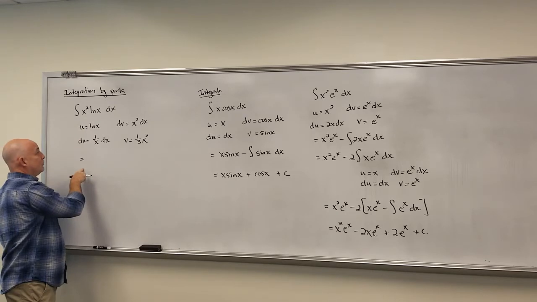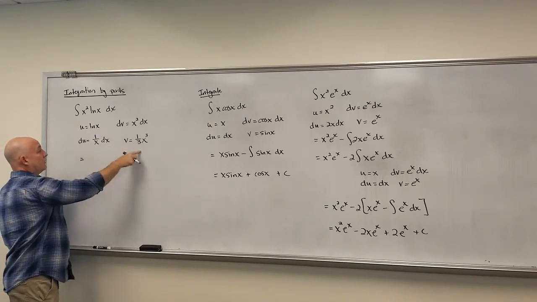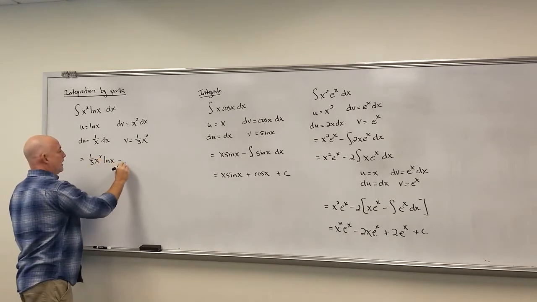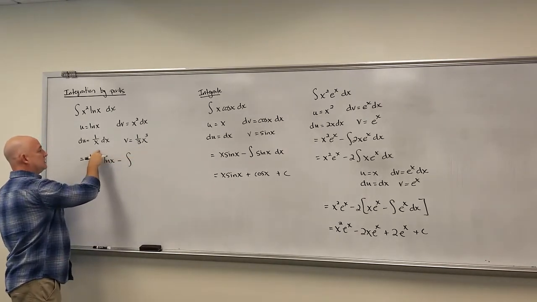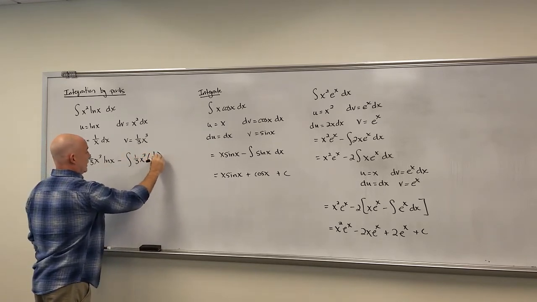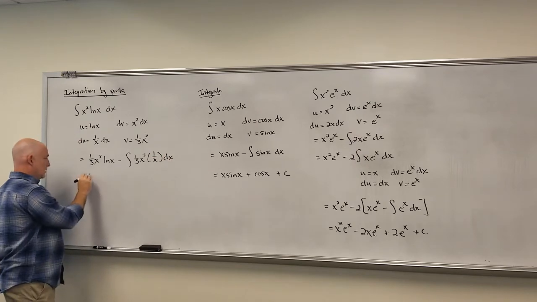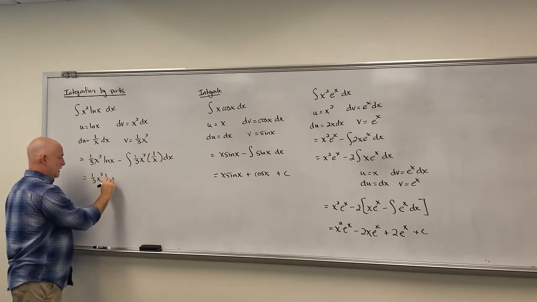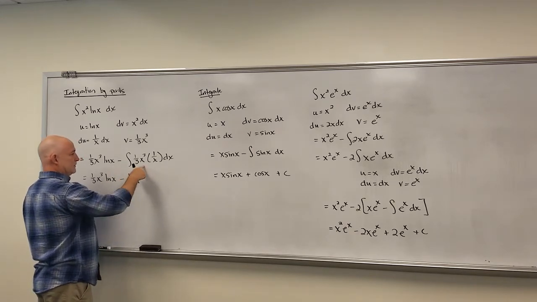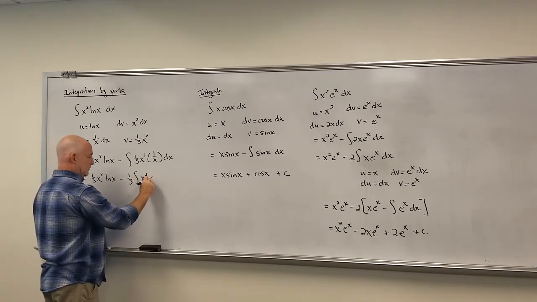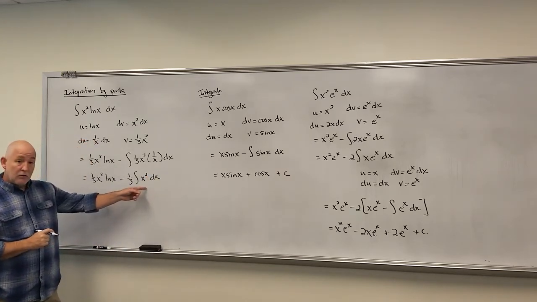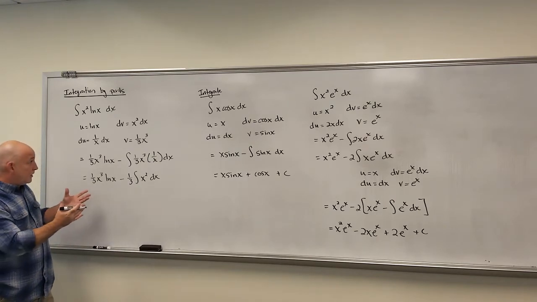All right, let's see if this works out. This integral is equal to uv, so that's 1/3 x cubed ln x, minus the integral of v du. That's 1/3 x cubed times 1 over x dx. So 1/3 x cubed ln x minus, let's go ahead and pull that constant out front, and the x cubed and the x reduce to give me x squared dx. All right, that worked because now I have an integral that I can do here.